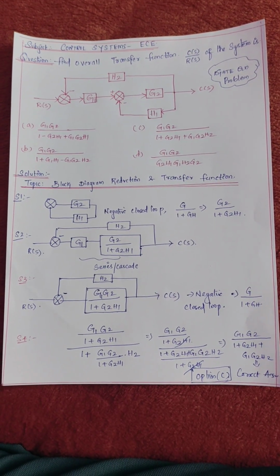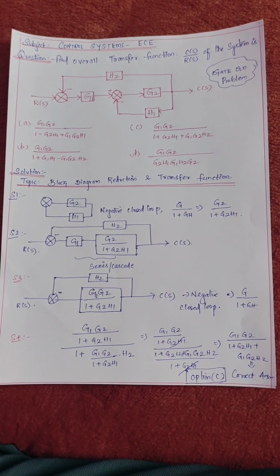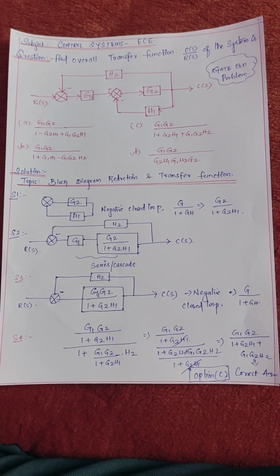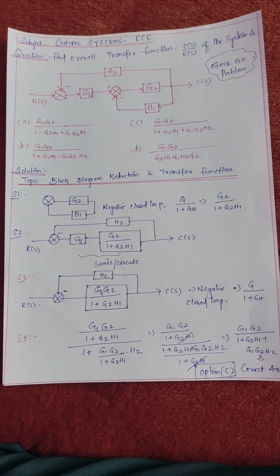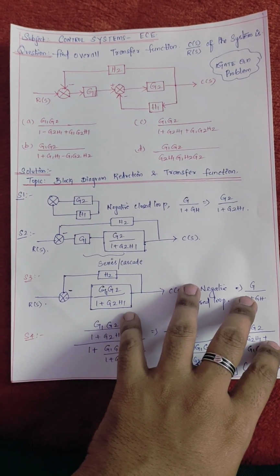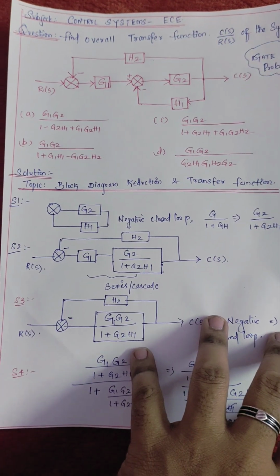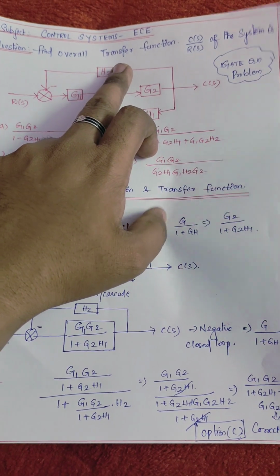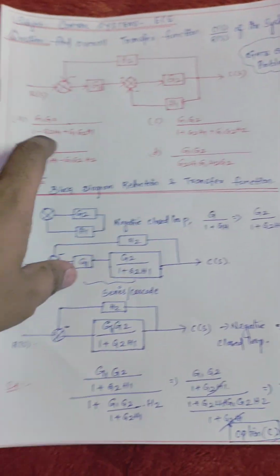Today in class we'll see one GATE question on block diagrams, a continuation of the previous video. The subject is control systems, which belongs to the EC and EEE branches. The topic is block diagram reduction. Question: find the overall transfer function C(s)/R(s) of the system.